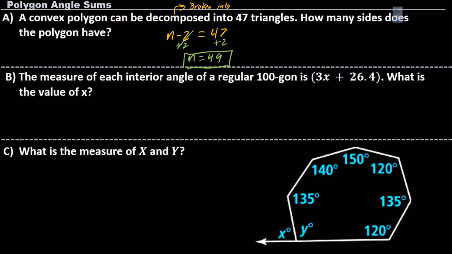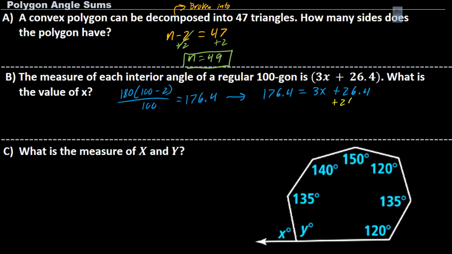The measure of each interior angle of a regular 100-gon, 100-sided shape, is 3x plus 26.4. What is the value of x? So the measure of each interior angle of a regular polygon, that means it's all congruent. That means we can use 180 times 100 minus 2 over 100, and that gives us 176.4, which means 176.4 is equal to 3x plus 26.4.